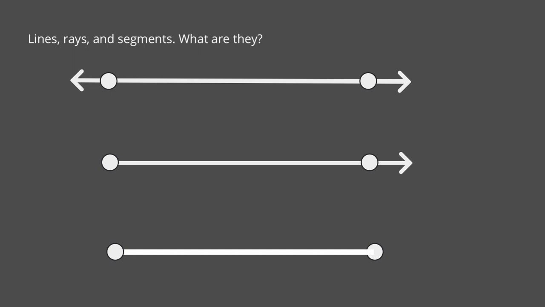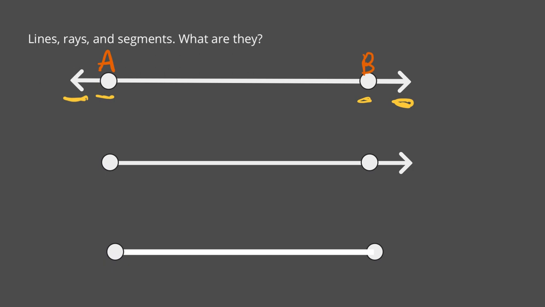Well, the very first thing we have at the top is a line. Some key things we notice are the arrows on both sides, and there are 2 points. These points are typically labeled. For this example, let's call them point A and point B.